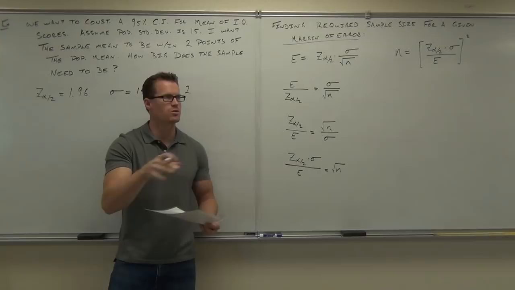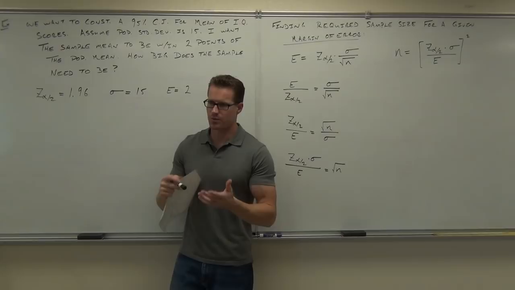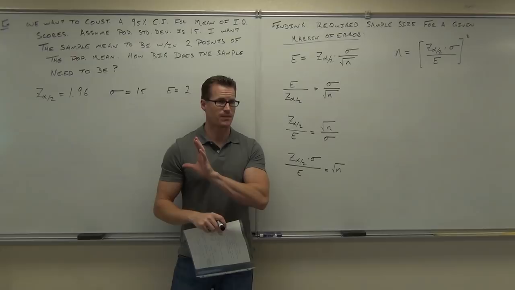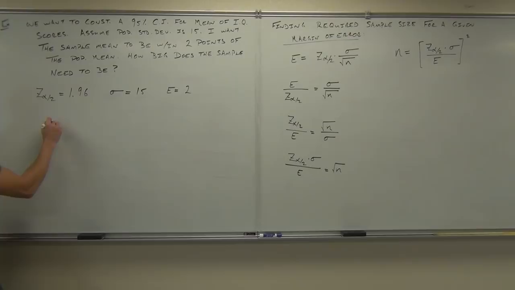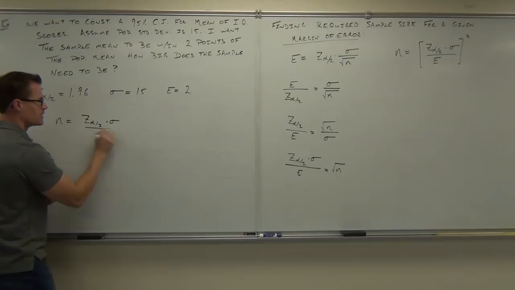The easy part about this is also the hard part about this. It's easy because this is literally identical to the last section, right? It's hard because it's almost identical to the last section. But there are differences in there. So let's go ahead and try to figure this out. We got n equals z alpha over 2 times our sigma all over our e, and then after that, we're going to square it all.